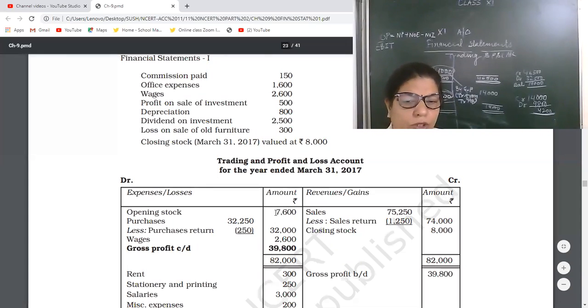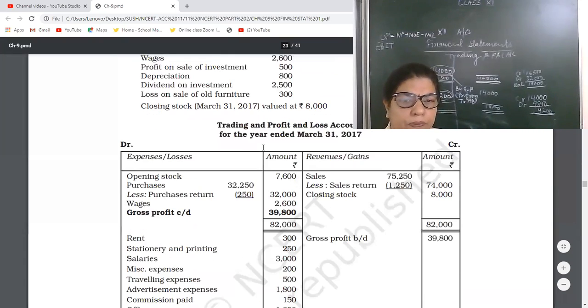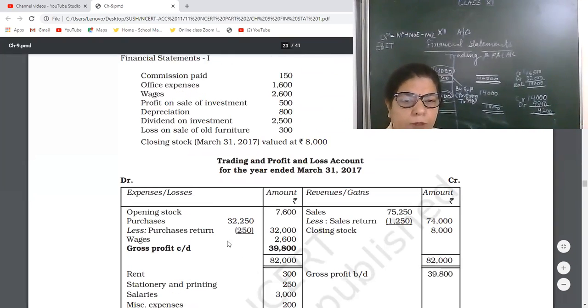See, opening stock in the debit. So closing stock in the credit. Easy. Purchase in the debit, less purchase return because we have to show net purchase. Sales minus sales return, so net sales. Only the wages will be this side. Now this is the balancing figure.